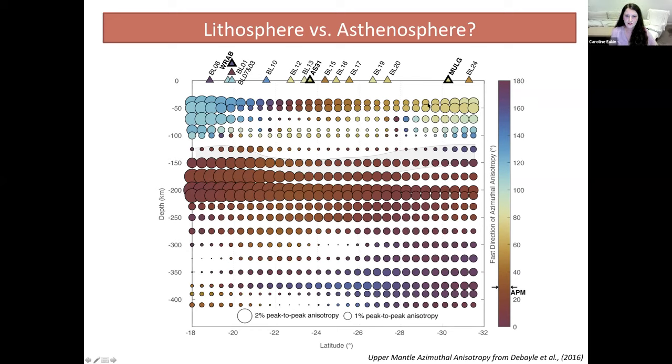So whilst the surface waves have imaged this smooth transition in the fast directions, we think that, as tomography models generally do, they laterally smooth. We think that the splitting is actually able to detect that this is a sharper gradient or transition in the anisotropy. And the colors that we see from the shear wave splitting are very similar to the colors in the fast directions that we see at shallow depths at around 50 kilometers depth in the surface waves. So this is all pointing to the splitting that we're seeing actually reflecting the lithosphere, not the deeper asthenosphere.